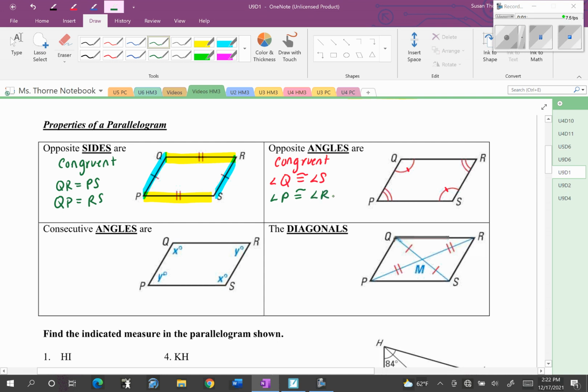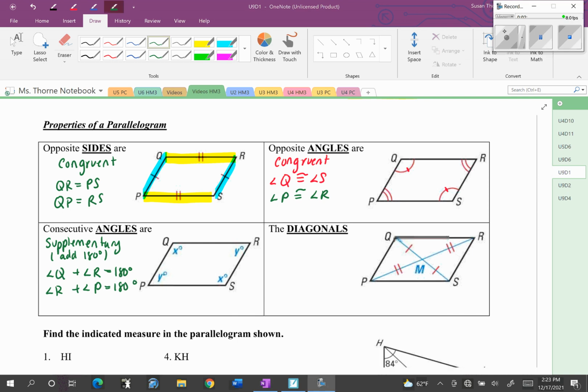Consecutive angles are supplementary. So remember, that means they add up to 180 degrees. So angle Q plus angle R equals 180 degrees. We could say angle R and P. So angle R plus angle P equals 180 degrees. Sorry, I wrote R and P. I meant to write R and S.